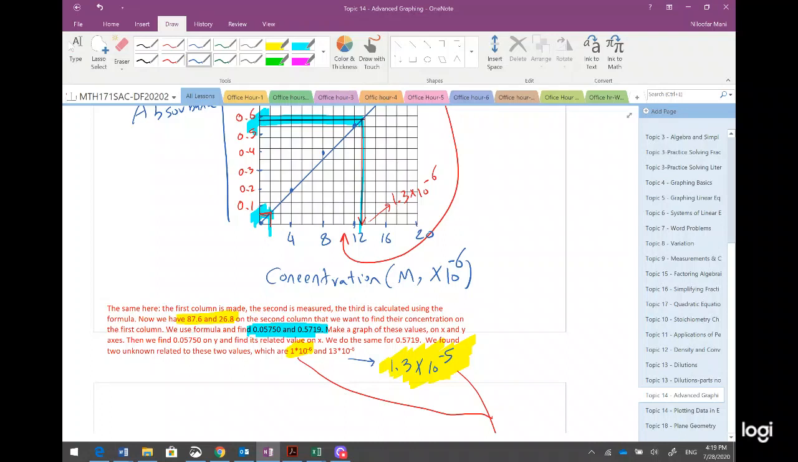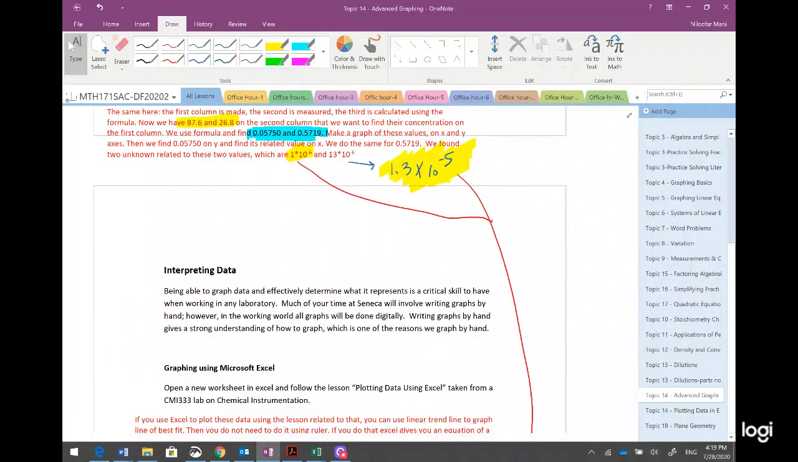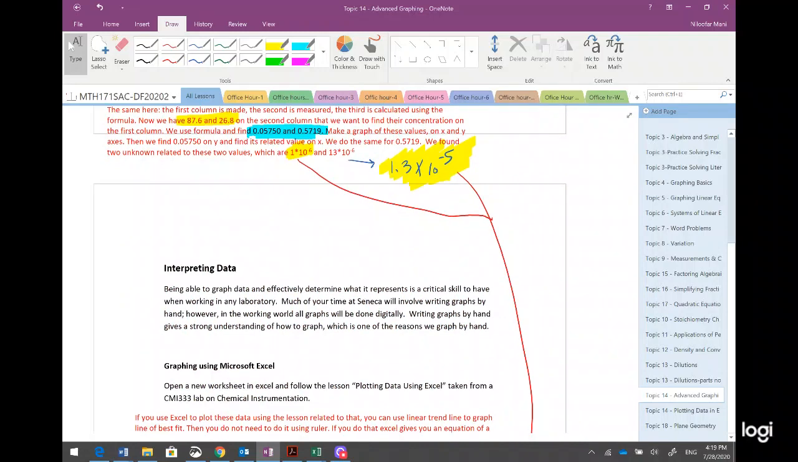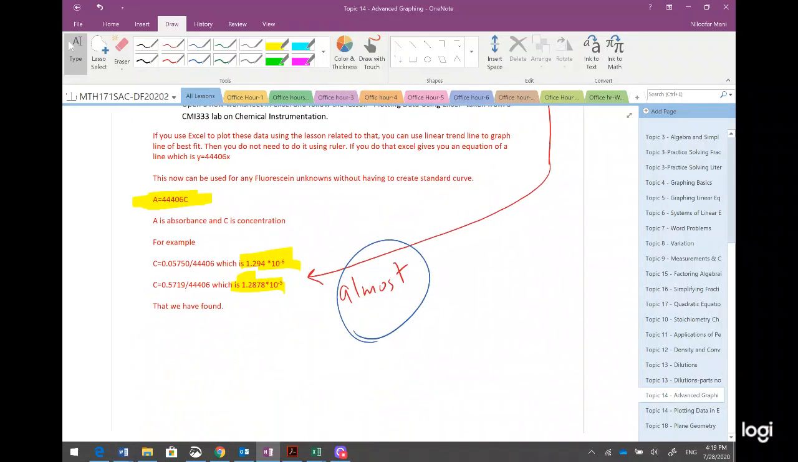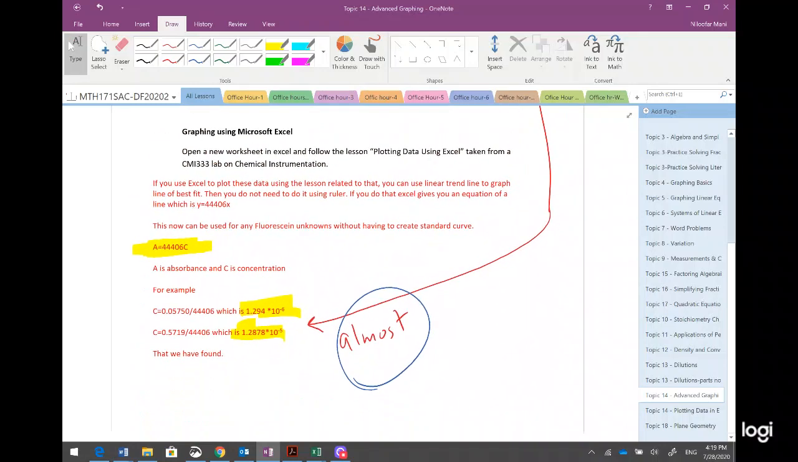I have to take time to make the graph. I have to try my best. Maybe I make a mistake. Then I have to make the line of best fit with a ruler and everything. It's hard. Okay, and then I have to calculate. Everything is not really accurate, and it takes time, and maybe I make mistakes.